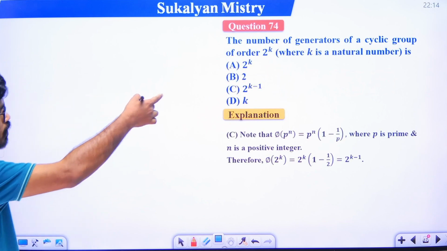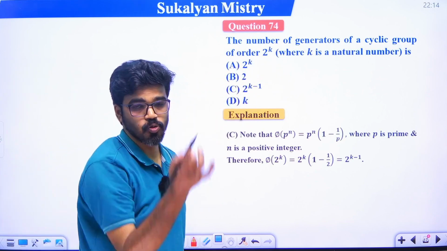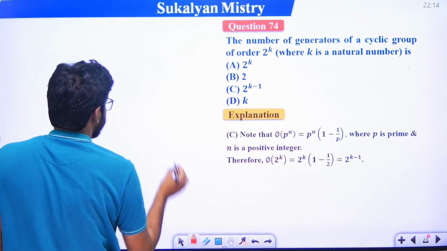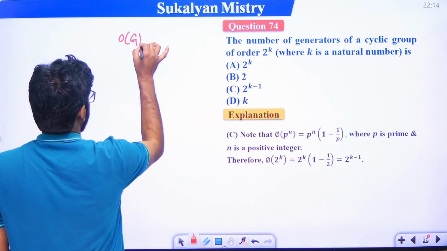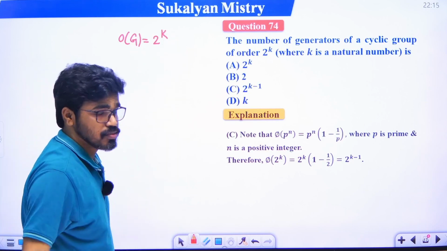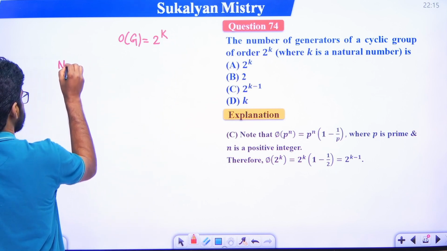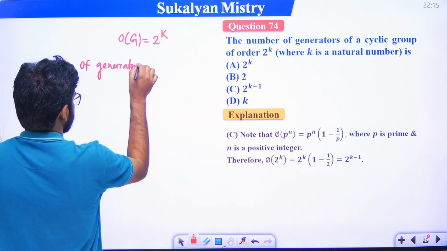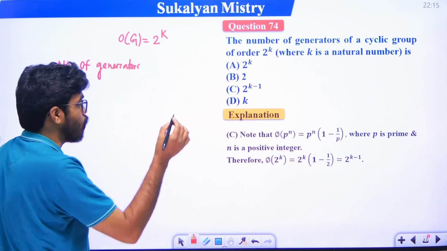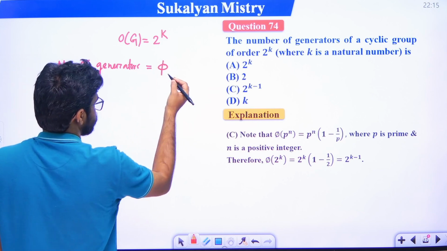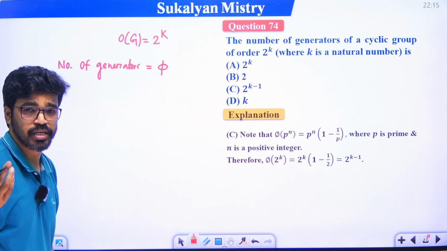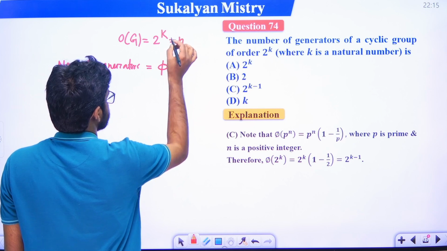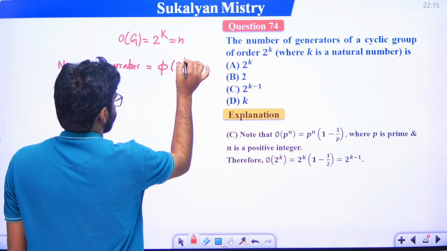Okay. Next problem. The number of generators of a cyclic group of order 2 to the power k. Here G is a cyclic group of order 2 to the power k, and we have to calculate the number of generators. The number of generators of a cyclic group G of order n is phi n. Here the order of the cyclic group is 2 to the power k, so this is n. So we need phi of 2 to the power k.